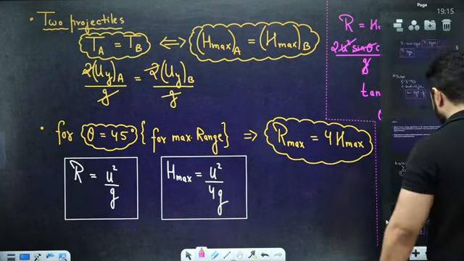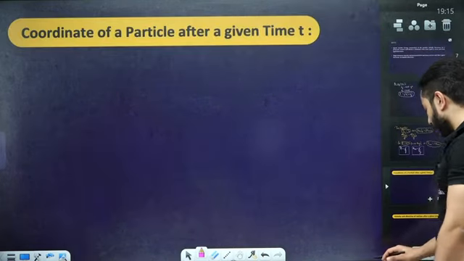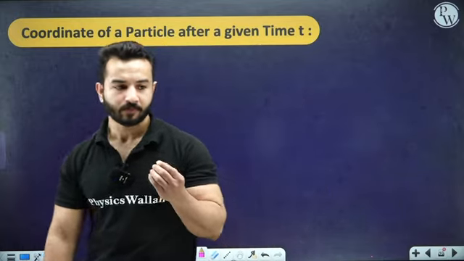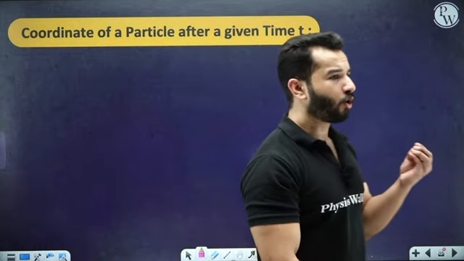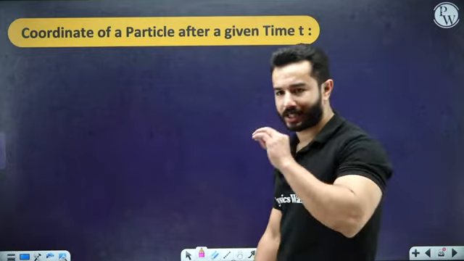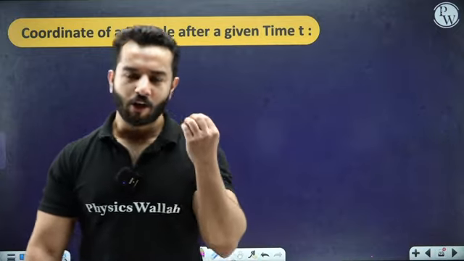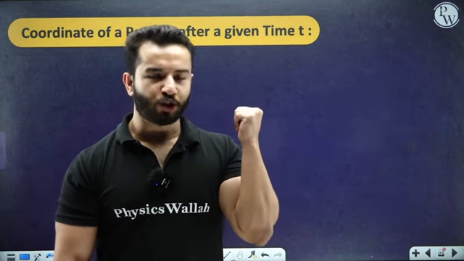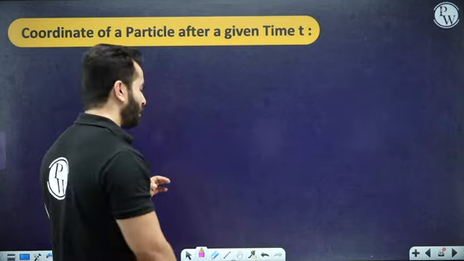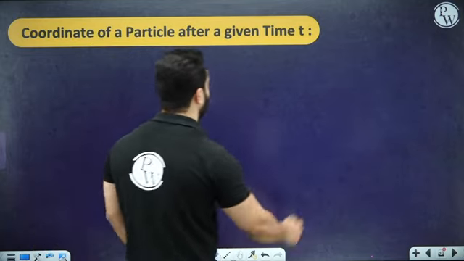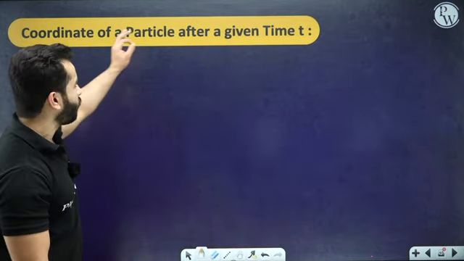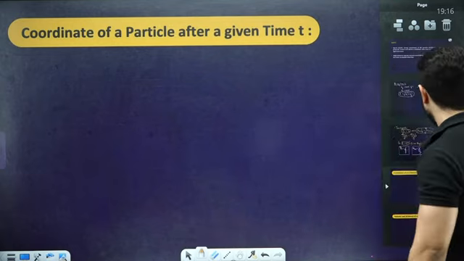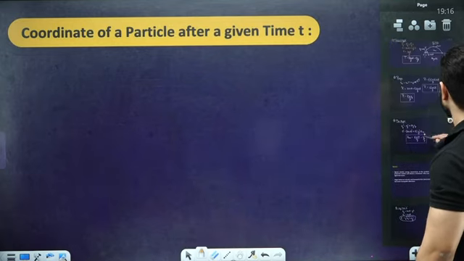Let's move to some different topics, like if you want to find out the coordinates of a particle after a given time t. Now I have drawn the projectile motion diagram multiple times. If you have any doubt, please draw it yourself and cross check, right? So I'm not going to draw it again. If you want to write down the coordinates of a particle after a given time t, what I'll do is go back to one of the diagrams that we have drawn.